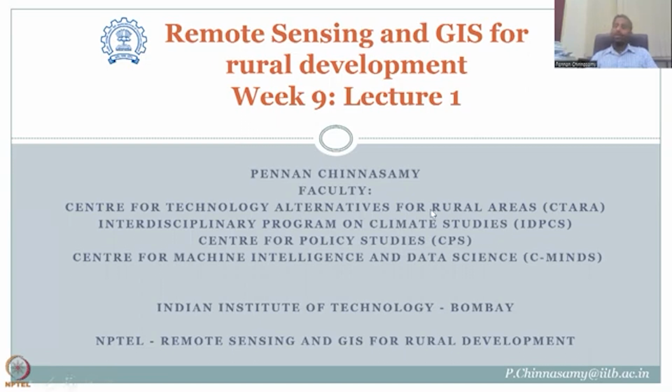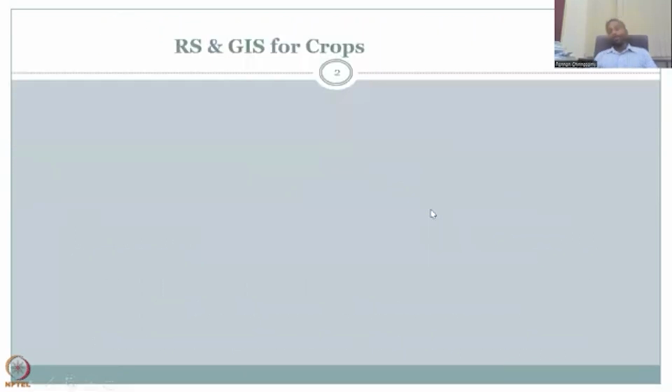Initially, we had looked at remote sensing applications for rural development by defining what is rural development. And then we had gone through each and every specific of the remote sensing and GIS aspects. Now we have jumped into the application part. Let's do a recap of week 8 and then see how it is linked to week 9.